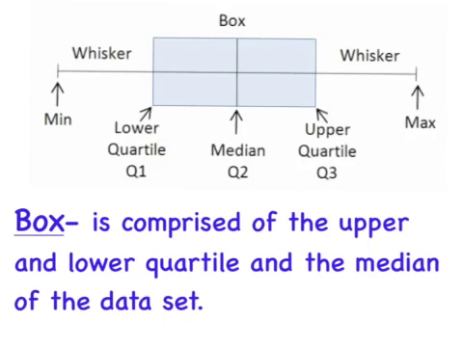Next, we have our box, which is comprised of the upper and lower quartile and the median of the data set. Okay, easy, self-explanatory. This gray thing in the middle is the box. It looks like a box. But the important thing to notice here is that the bottom of the box is going to be right here with our lower quartile. The top of the box is going to be our upper quartile, and that'll be really important tomorrow, and so we really need to focus on that.